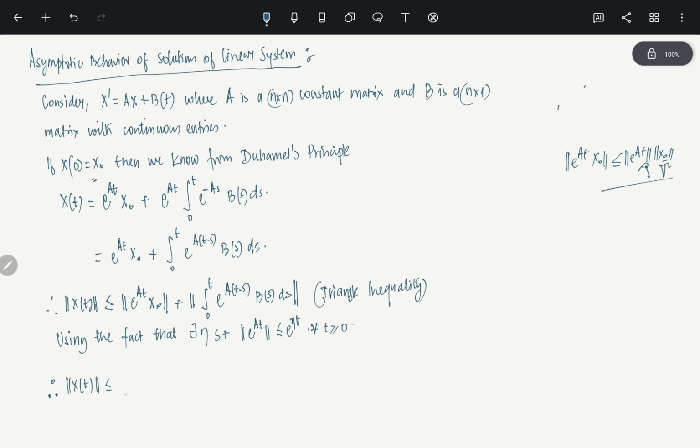So e to the power eta t, and let's say the norm of x naught is c naught times e to the power eta t. Let's say that the norm of x naught is given by some c naught, which is of course greater than or equal to 0. Yes, that is given.